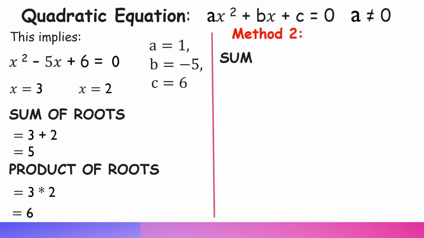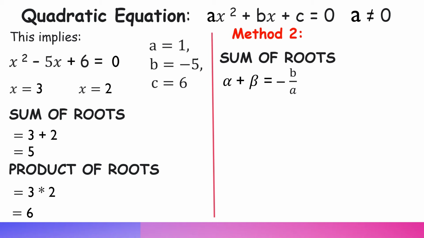Method 2 simply goes straight to the point. The sum of roots of a quadratic equation, where you have alpha as a root and beta as a root, is simply equal to minus b over a. The sum of roots has been established as minus b over a.